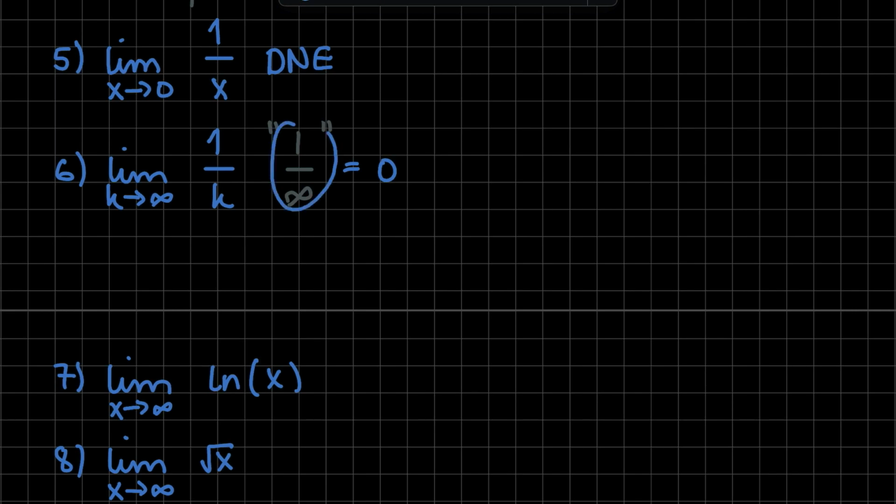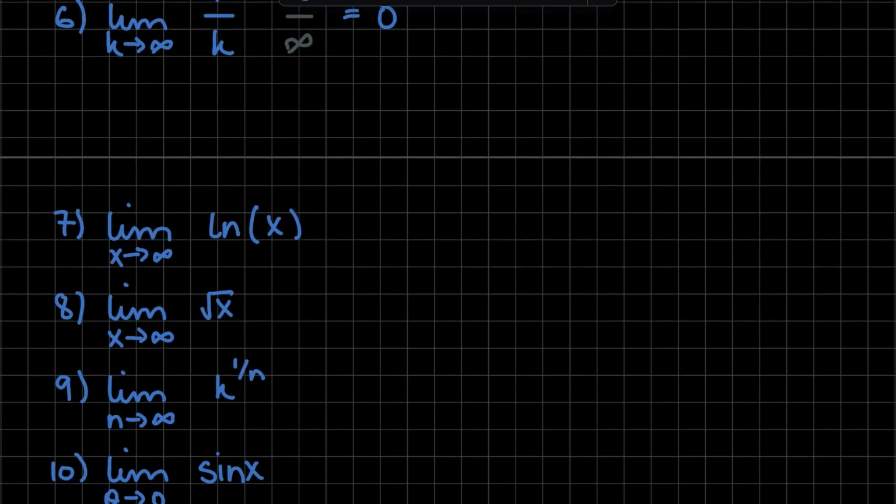So whenever you get 1 over infinity from a limit, you can just say that's equal to 0. And if it were 1 over negative infinity, then that would also be 0. But it would approach 0 from the negative side, and here we're approaching 0 from the positive side. But yeah, 0 plus and 0 minus are both still just 0. Okay, let's move on to the next one.